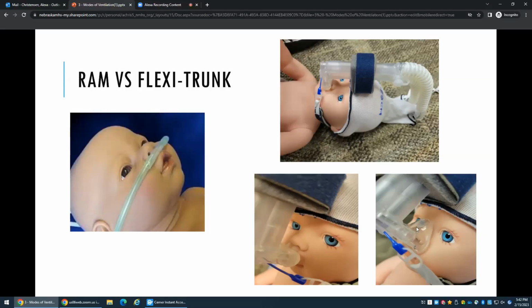Why would we use a Flexi trunk versus a RAM? Well, a couple different reasons. The smallest size RAM, the prongs are so close together that it pinches the baby's nasal septum. And every once in a while, you will get that 24, 25 weeker or an extreme IUGR 27 weeker who can be extubated. But we have found that the smallest RAM cannula just pinches their septum so much, and then the next size up is too big for them.